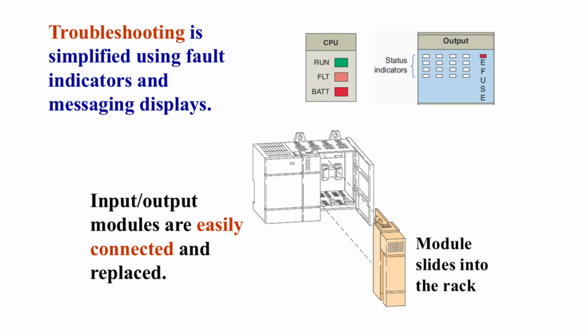Another benefit is how easily input and output modules can be connected and replaced. Each module simply slides into the rack and connects through the backplane. If a module fails, it can quickly be swapped out without rewiring the entire system. These design features, status indicators, fault messages, and modular components help reduce downtime, improve system reliability, and make PLCs much more user-friendly in industrial environments.